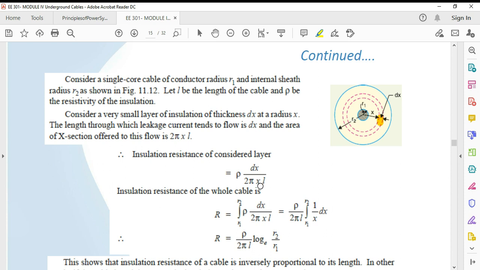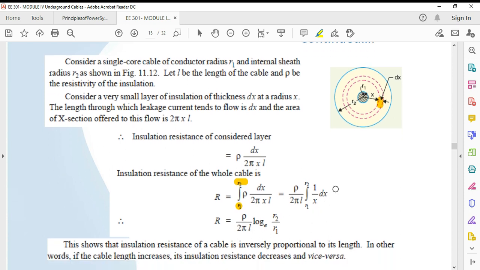Then insulation resistance is R equal to rho L by A. Here the length is dx and A is 2 pi x L, so rho into dx by 2 pi x L. Insulation resistance of the total cable is R equal to the integral from R1 to R2 of rho L by A, that is rho by 2 pi L integral from R1 to R2 of 1 by x dx, where x is the variable. The integral of 1 by x is log x, so R equals rho by 2 pi L log R2 by R1. That is the insulation resistance of the cable.